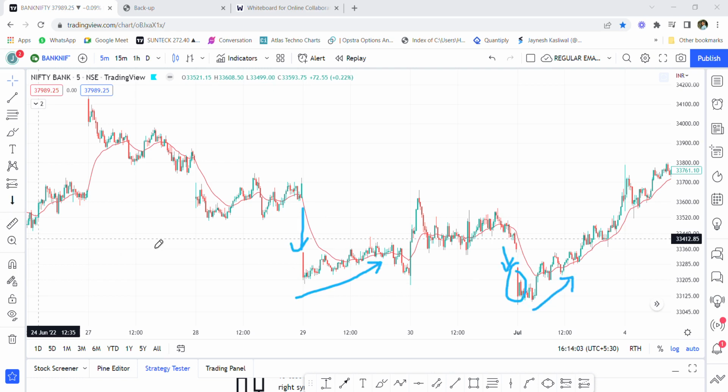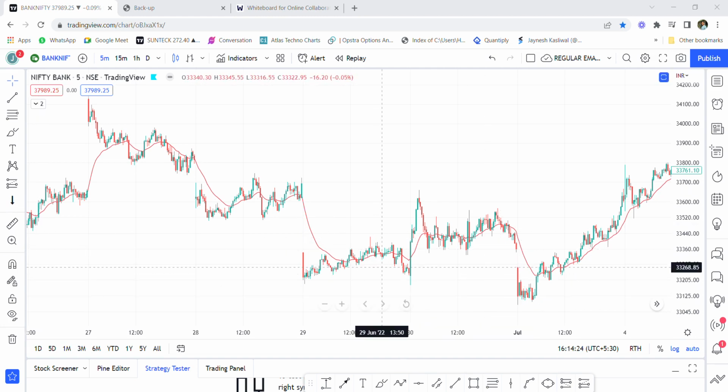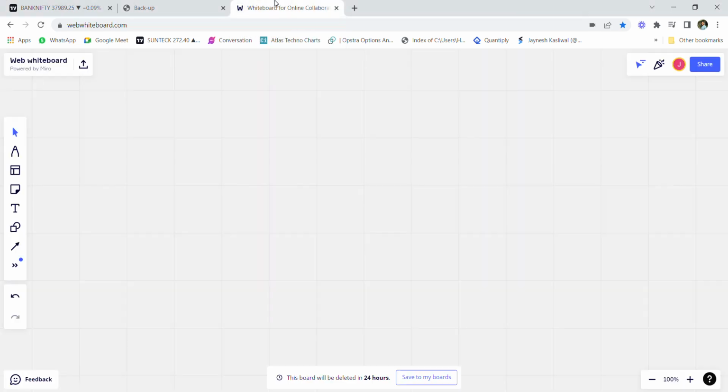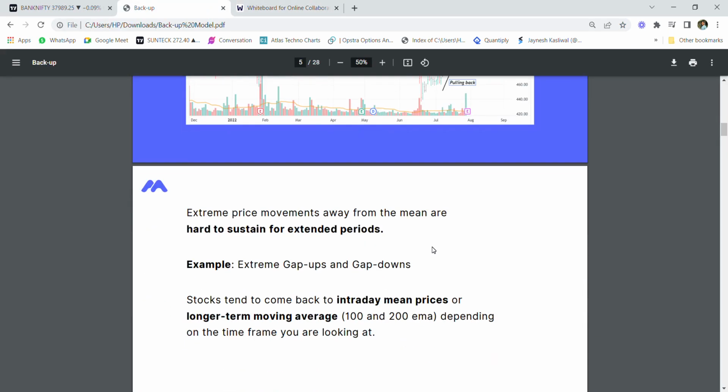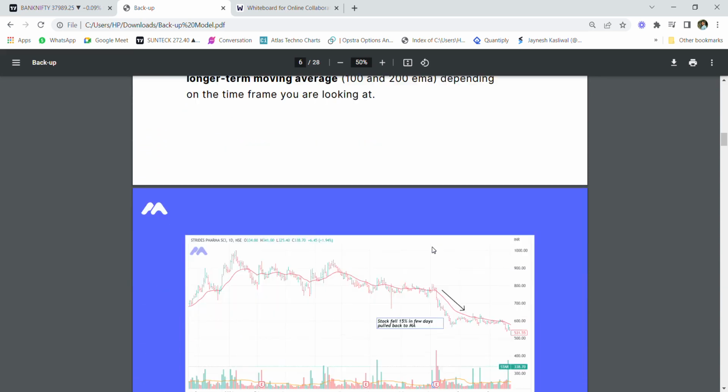Generally, after a move has happened in any stock, if the stock falls or opens gap down on the next day, you will see the stock pulling back to the moving averages again and again. After an extreme price move away from the mean, these moves are very hard to sustain for extended periods, and they will tend to come back to the moving averages.